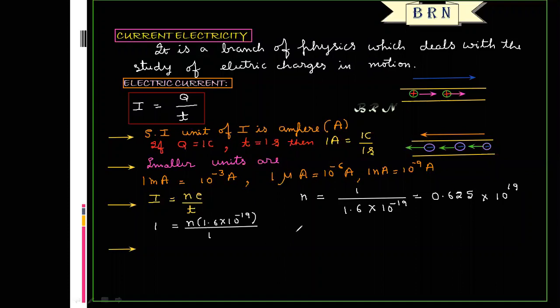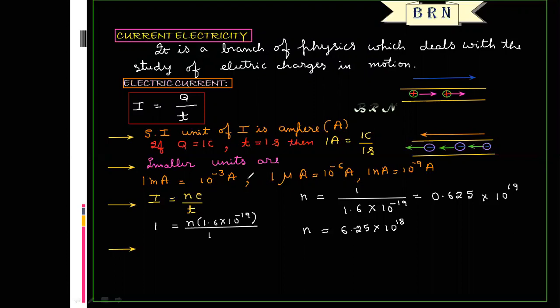So this can also be written in the form of N is equal to 6.25 into 10 power 18. 6.25 into 10 power 18 electrons flowing through any cross section of a metallic conductor per second will cause a current of 1 ampere.